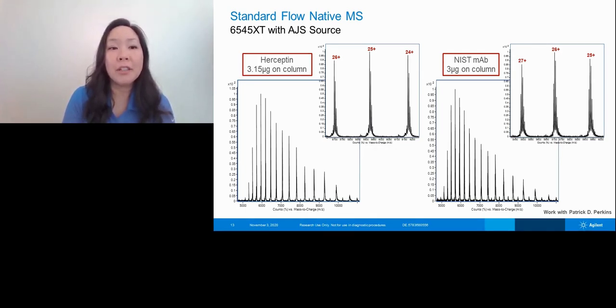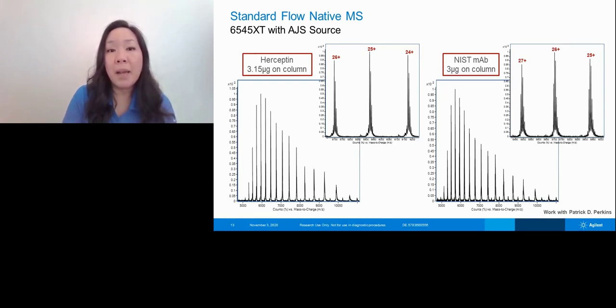And so here you can see on the left is Herceptin, 3.15 micrograms on column. What you'll see is the charge envelope as well as, in the inlet here, a zoom in at the apex of the different charge states. And so you can still see the glycoforms retained under these analytical conditions with the native MS.